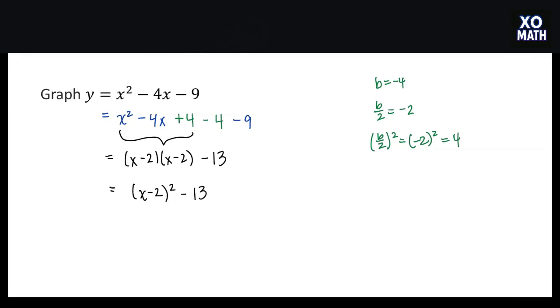So we were able to write it so that we're in that form, a times x minus h squared plus k. So we can identify the vertex as +2, -13. So the opposite of the number next to x, and then this value out here, k is -13. The value of a is 1, so since a is 1, that's greater than 0, this parabola opens up.